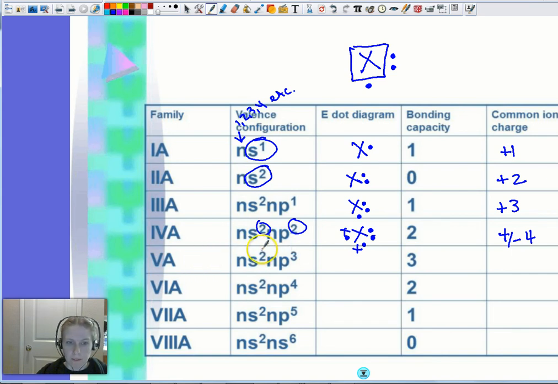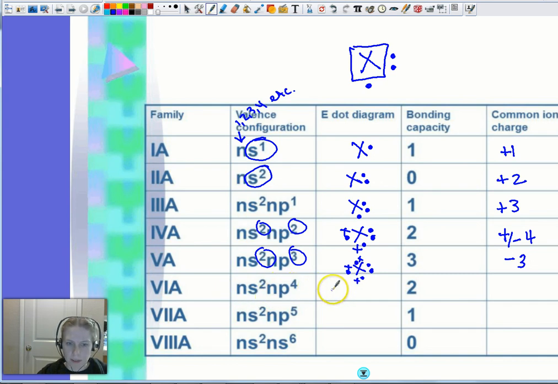For column 5, we have 5 valence electrons. I'm going to do X, fill in my S, 1, 2, 3. That gives me a total of 5 electrons. So it could bond 3 times. You could have another bond here, here, and here. And that likes to take 3 electrons.